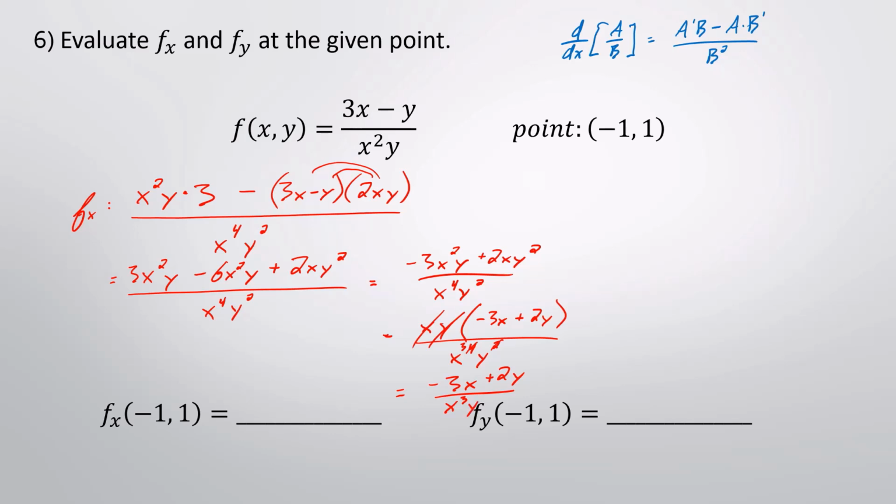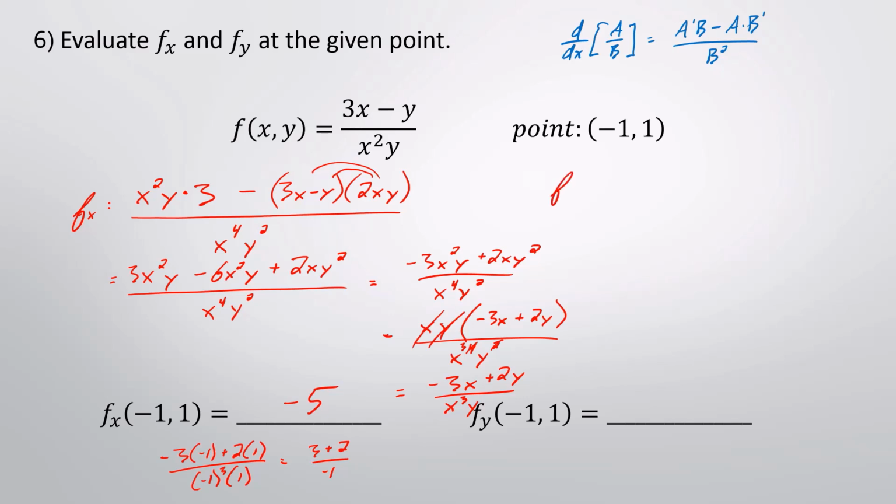So now I can plug in that point negative 1, positive 1, so I'm just going to write that underneath here. This would be negative 3 times negative 1 plus 2 times positive 1 all over a negative 1 that's being cubed times a positive 1. Simplifying that, I get a positive 3 plus 2 over negative 1 times 1, so negative 1. So it looks like 5 over negative 1, so negative 5 as the final result for that one.